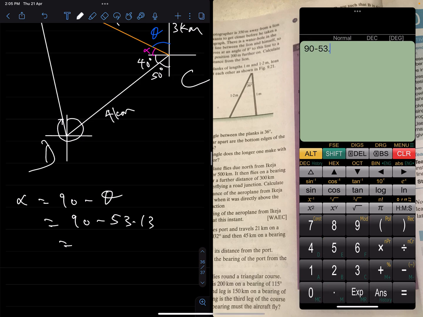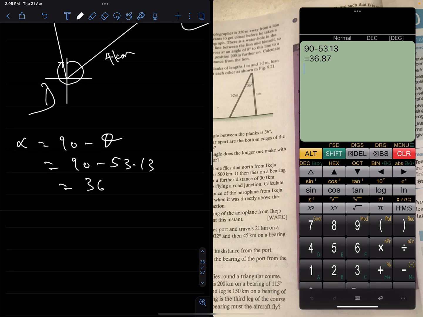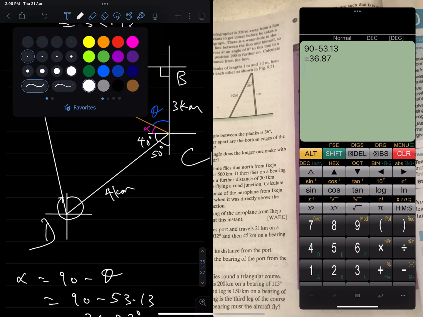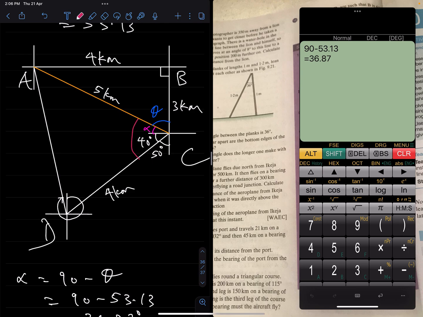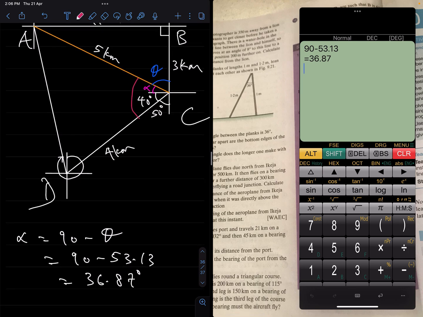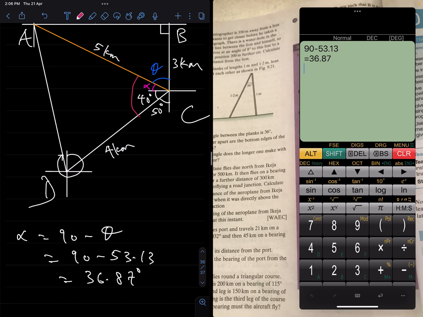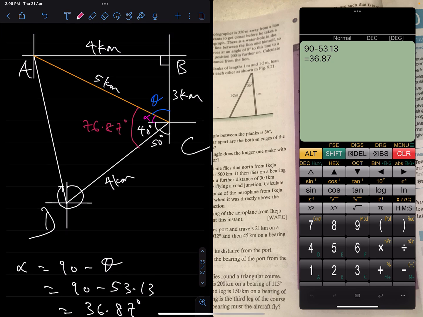90 minus 53.13 is 36.87 degrees. So now that I know alpha, the whole of this angle is 40 plus alpha, which is 36.87 plus 40, that's 76.87 degrees. Now I can use that to find length DA.